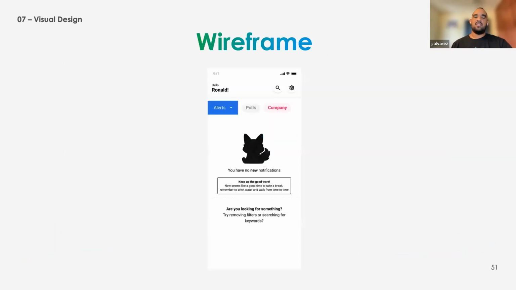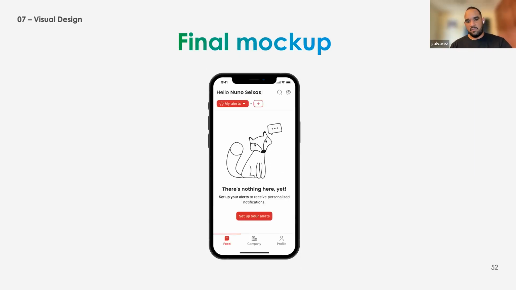Another example is this one, an application. Here you can see some basic elements to create the structure and the importance of any information. But in the visual design, you can see the final look and feel and the experience that users receive.